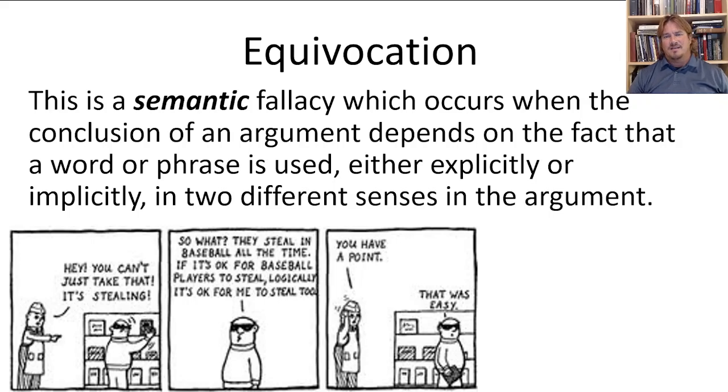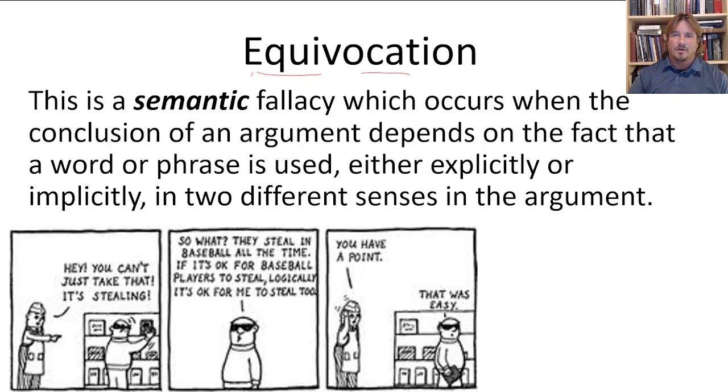Now, some fallacies rely on this kind of ambiguity. The first kind of ambiguity fallacy is called the fallacy of equivocation. Equivocation. Equi means same, voce meaning voice, or the same meaning. This is a semantic fallacy. It's a fallacy of the meaning of words or phrases or terms that are used. So this semantic fallacy of equivocation occurs when the conclusion of an argument depends on the fact that a word or phrase is used either explicitly or implicitly in two different senses in the argument.